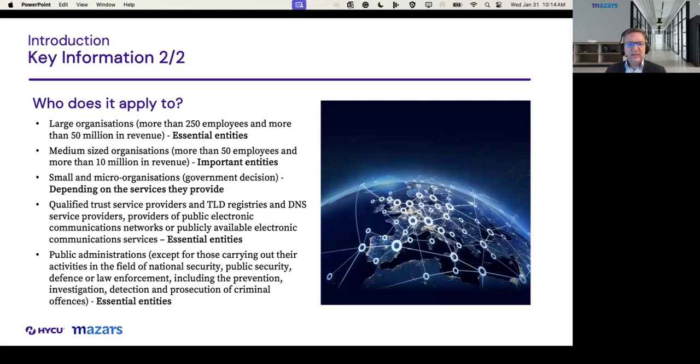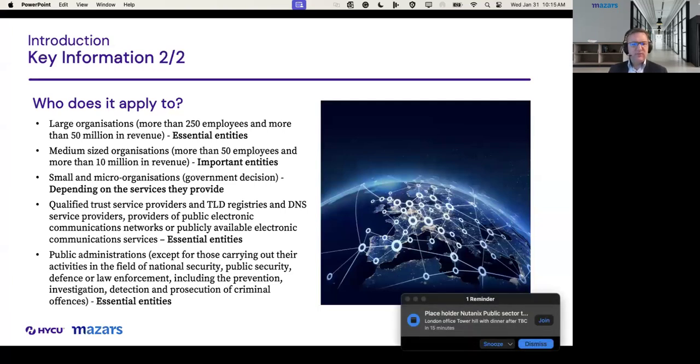So who does it actually apply to? This is the critical question. Well, first of all, it applies to large organizations, large being those who have more than 250 employees and more than 50 million in revenue. Those that fall within the sectors that we will mention in the next slide will fall under the essential entities, where the scrutiny is going to be the highest. The medium-sized organizations that have over 50 employees and over 10 million in revenue will fall under important entities.